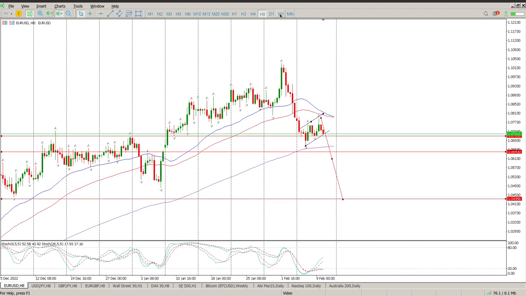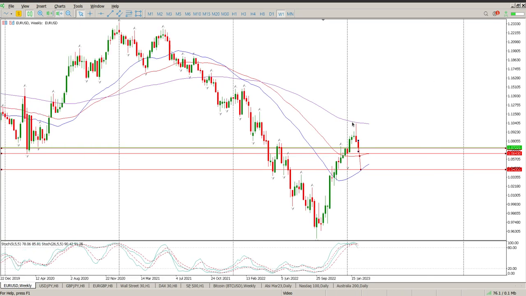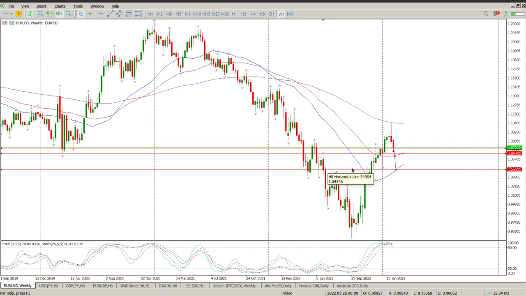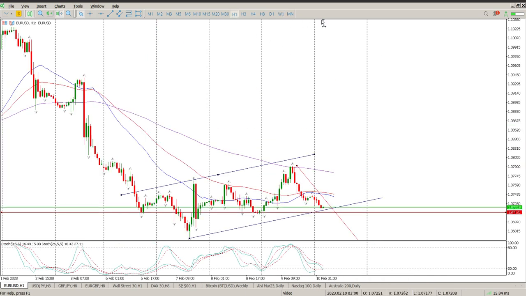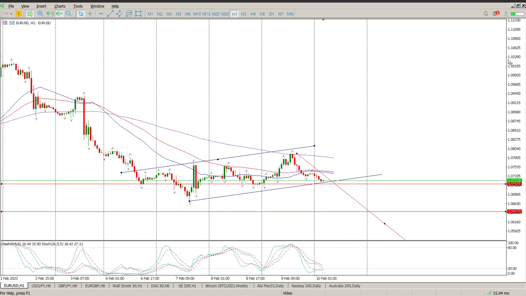Now, I just want to check the weekly quickly because this is quite important, and you can see we had that weekly rejection and got a grouping of all the oscillators to the upside. So this is definitely looking like follow through on the weekly. So it does mean that this move to the downside could very well materialize. That doesn't bode very well for the indexes, but nevertheless, that is what it is.